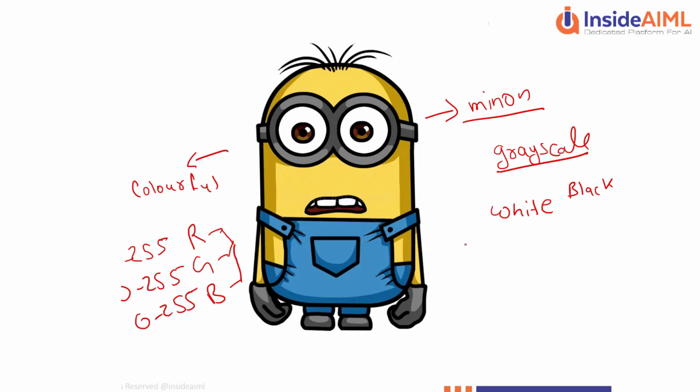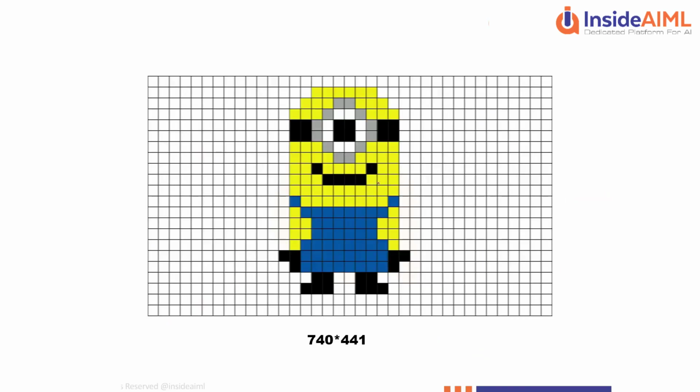So if you make a matrix of this minion, a single pixel would have three values. Each pixel would have three values. Let's have a look at those pixels. So this is how the pixels would look if you are making an image of a minion. So this is that particular pixel. This is that particular pixel.